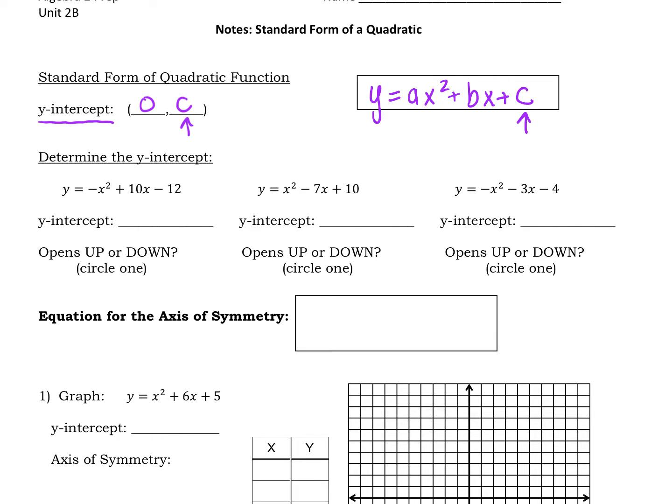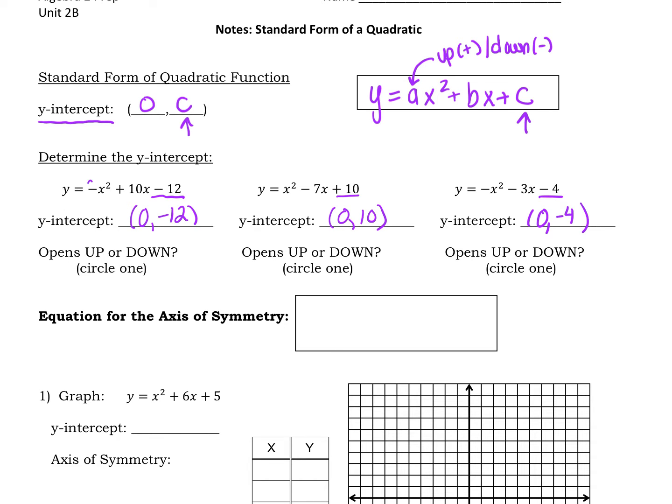So if I'm looking at these equations, I can see my c value is negative 12, so I know my y-intercept would be at negative 12. I can see my c value is 10, so my y value will be at 10. I can see my c value is negative 4, so I can see that my y-intercept will be at negative 4. The other thing that I know is my a value tells me if my graph opens up, my a value is positive, or if my graph opens down, then my a value is negative.